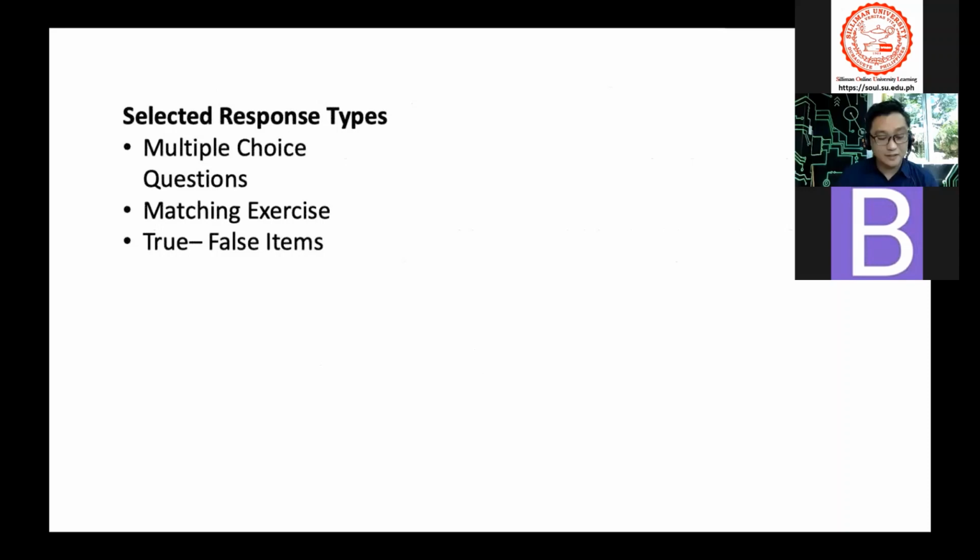And so, I think we all know very well that multiple choice, matching exercise, and true-false items are examples of selected response types of examinations, and that these require students to choose an answer from a list of possibilities.